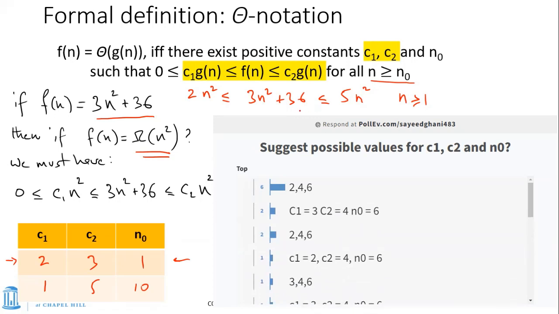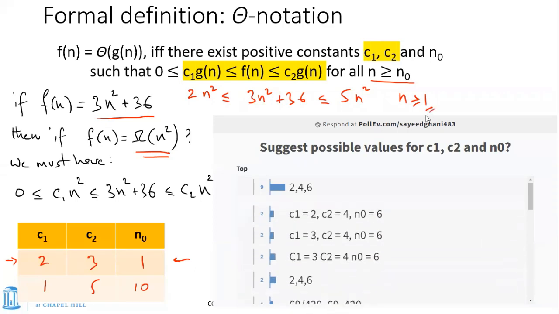So let's take a look at the second condition. 3n squared plus 36 is less than or equal to 5n squared. We've already proven that. But is there a problem with this value? Can somebody see a problem? I'm not looking at the rest of the cases, just focusing on this. Is this true? Why not? Somebody is shaking their head. Where is the problem? Is the problem here, or here? Anybody, I guess it's quite obvious.